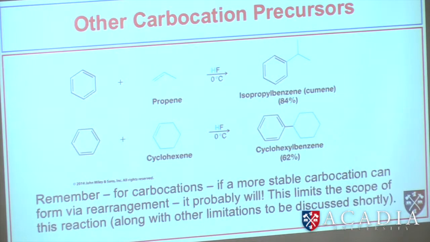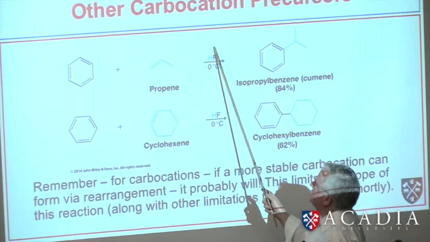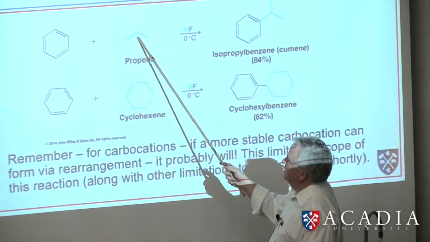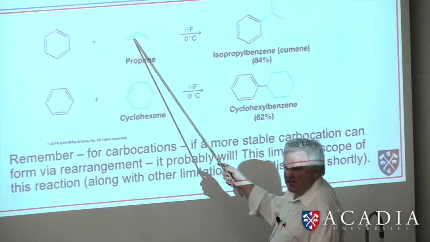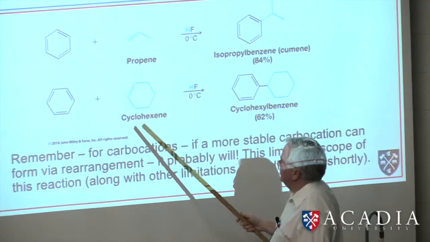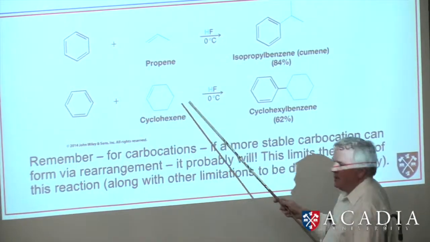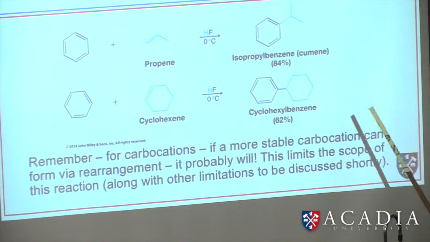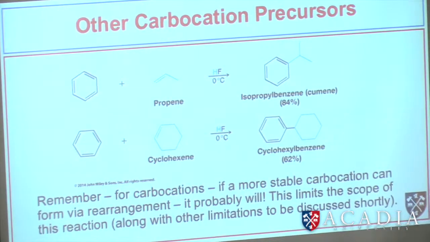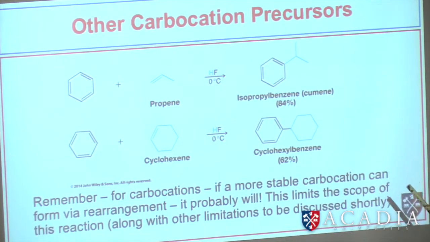We can use other sources of a carbocation. So if we take propene under decent acid conditions, HF will add to the double bond to give us the same carbocation that we just saw, and that carbocation can then get delivered to the aromatic group. Same with cyclohexene. If we protonate this, we end up with a carbocation. That carbocation just gets attacked by the nucleophilic benzene in both of these cases. These yields are not quite as good, but they're decent.